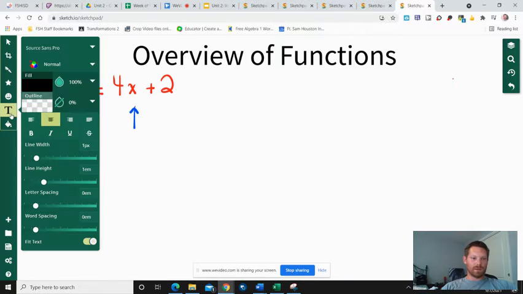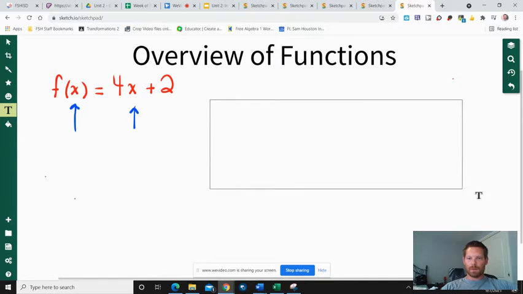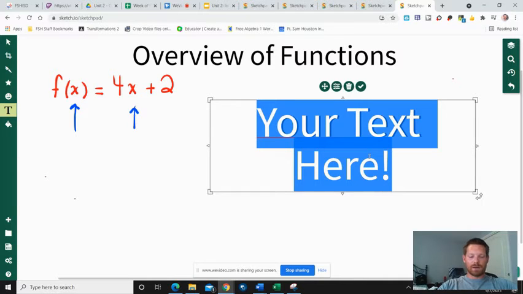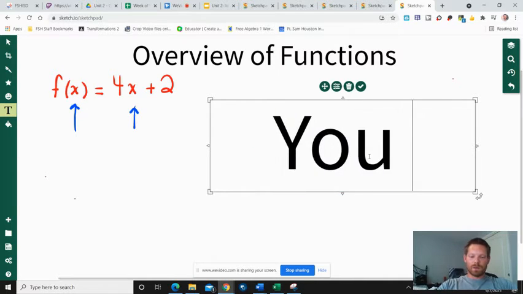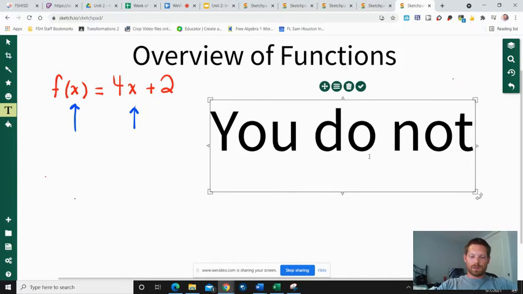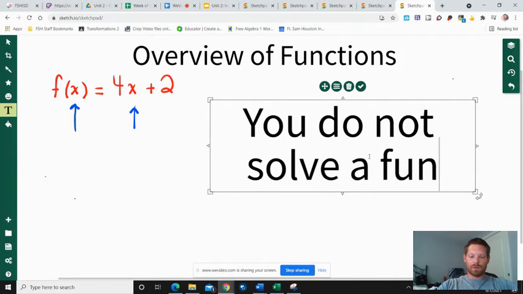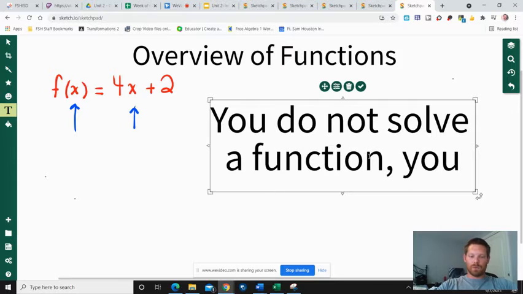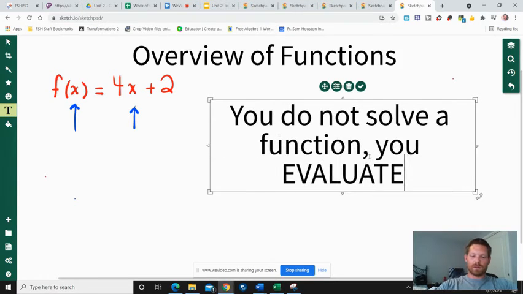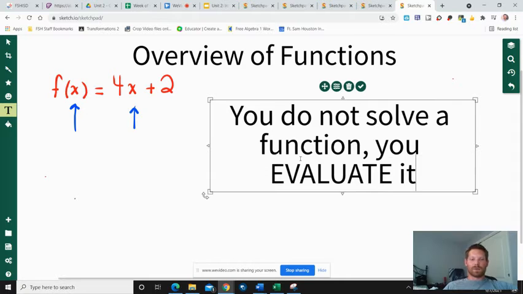An important thing to write down here, okay, would be that you do not solve a function, you evaluate it. Okay, so that's the big difference between functions and equations. You don't solve functions, you evaluate them. Like I just said, we can't solve for x. It's not the point. The point is to plug in things for x. And throughout this three-part unit, you will learn how to do that pretty quickly.